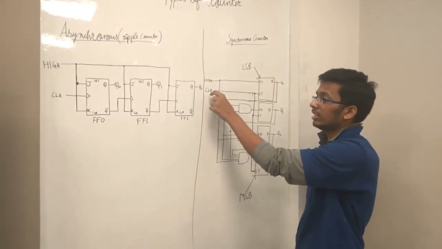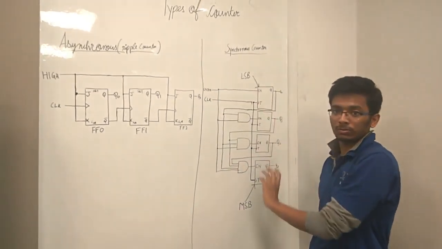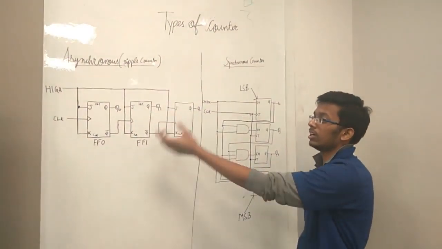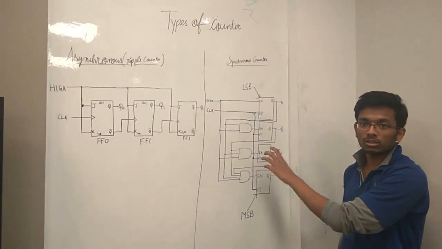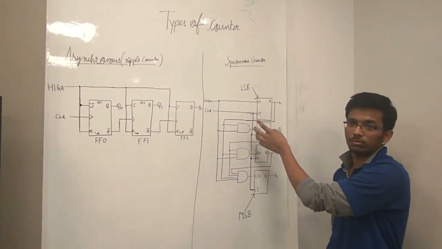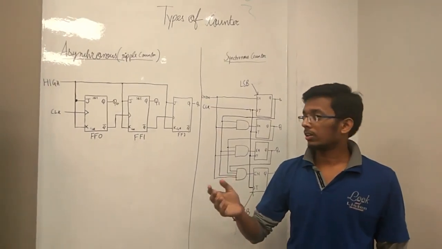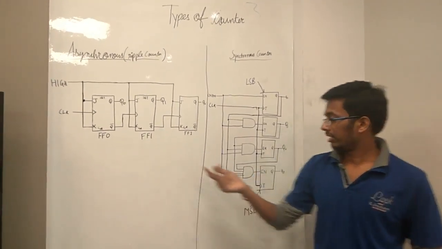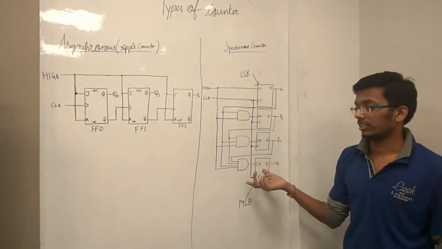And here you can see that the clock is available to all the flip flops simultaneously, which was not there in the asynchronous counter. And here the other flip flops are not dependent on the first flip flop, which was the case in the asynchronous counter. In the asynchronous counter the flip flops are not connected simultaneously, whereas in the synchronous counter the flip flops are connected simultaneously. You can see here.